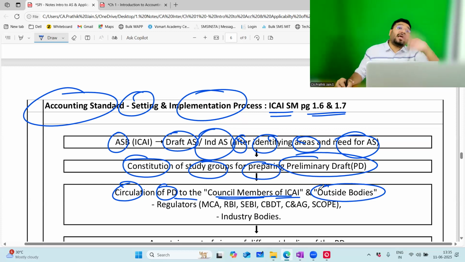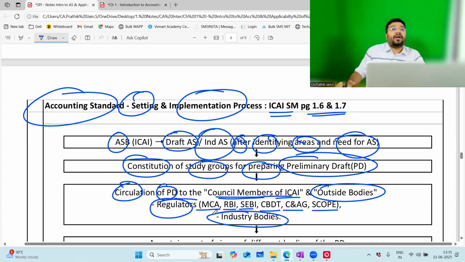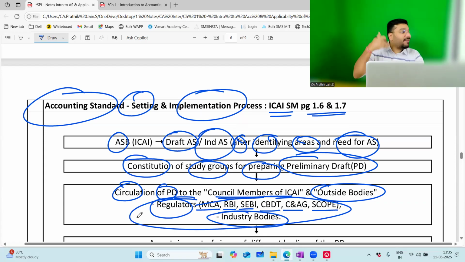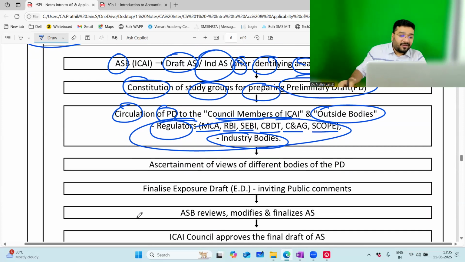Then outside bodies will be forwarded. Who are the outside body people? Regulators such as MCA, Ministry of Corporate Affairs, RBI, Reserve Bank of India. We will forward that to SEBI also. We'll give the draft to CBDT, Central Board of Direct Taxes. We give to CAG also. There are multiple people, various industry bodies. To all these people we will forward the PD. Why? To take their inputs, to take their feedback, ascertainment of the views from the different bodies on the PD.